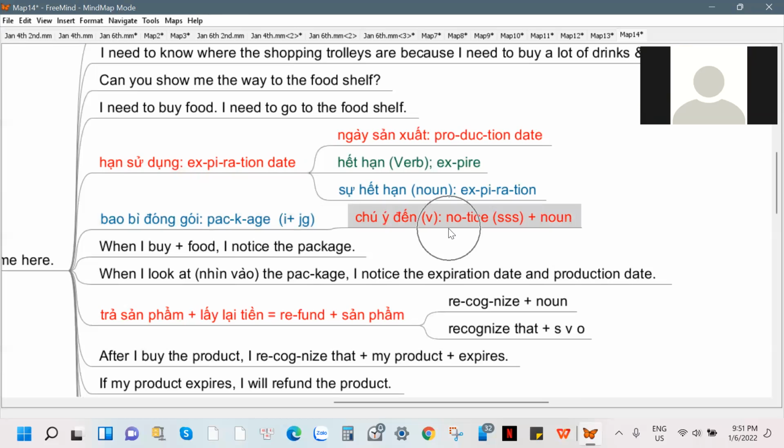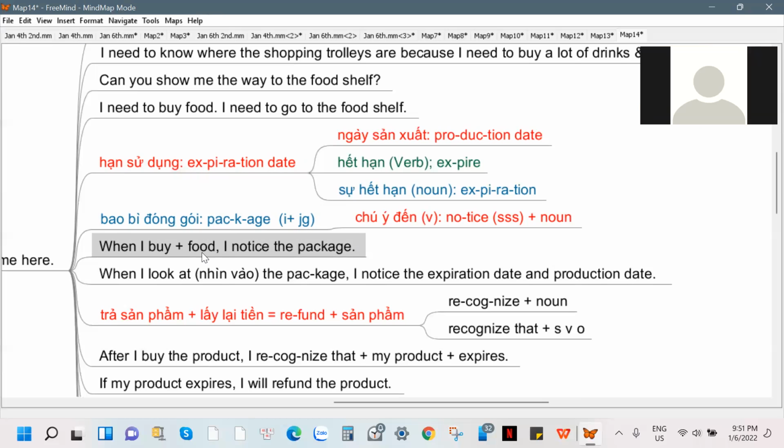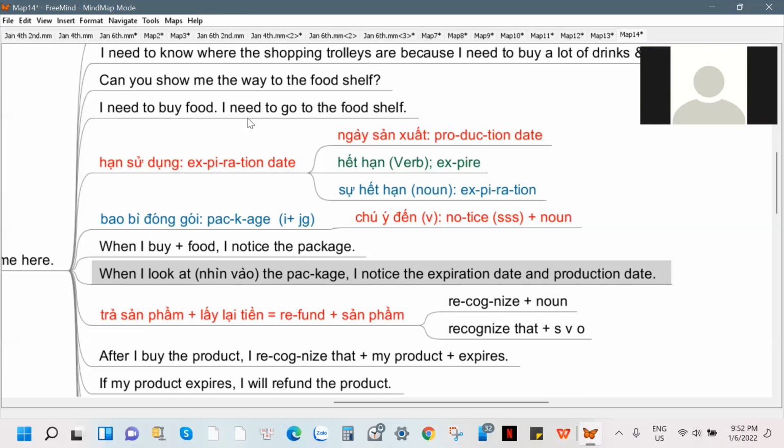Notice. When I buy food, I notice the package. When I look at the package, I notice the expiration date and production date.